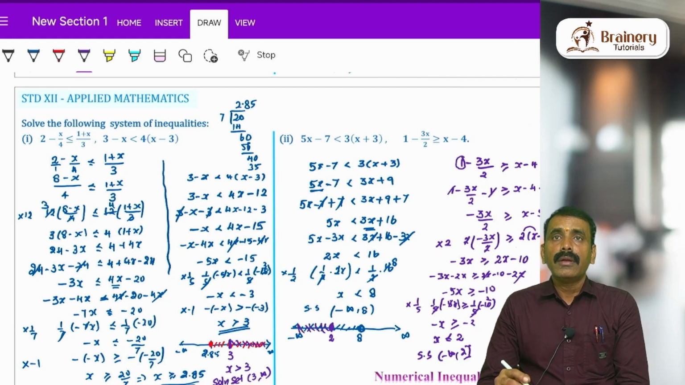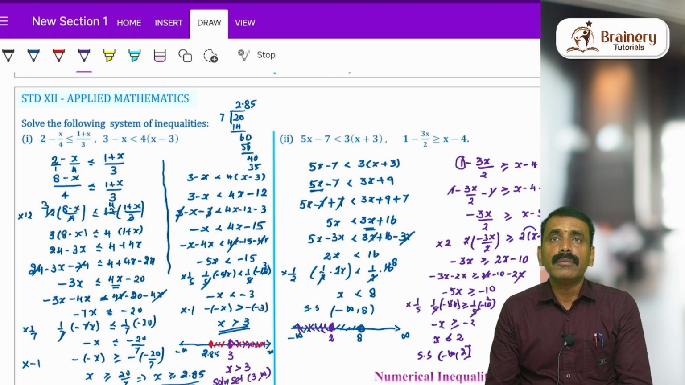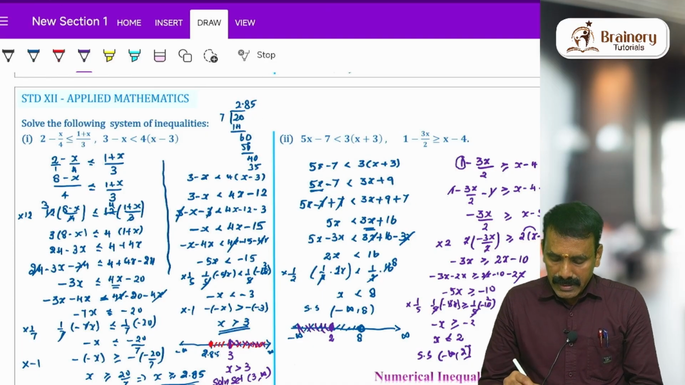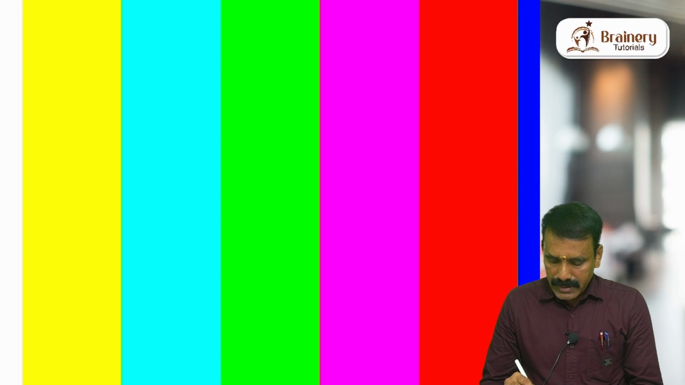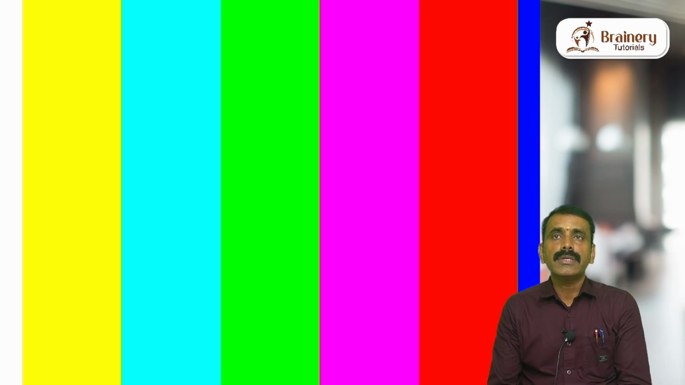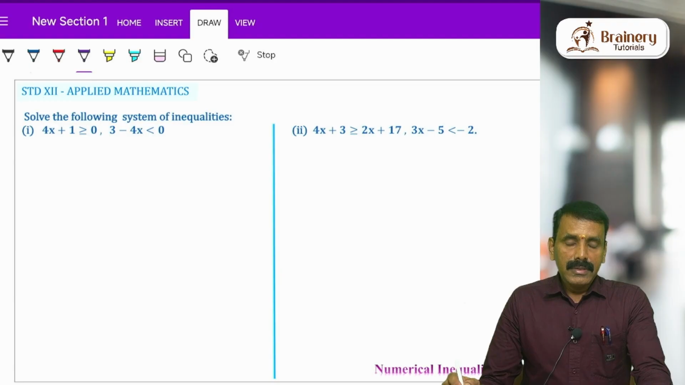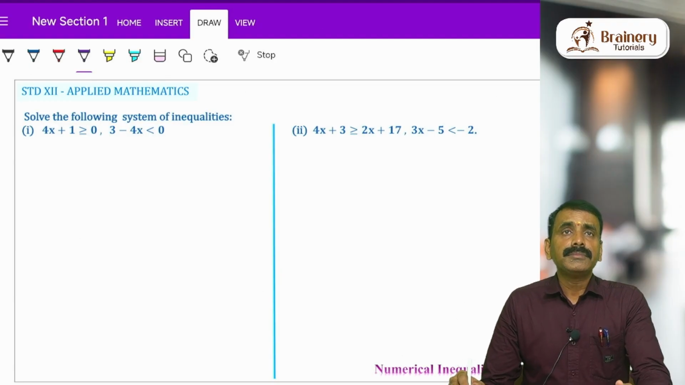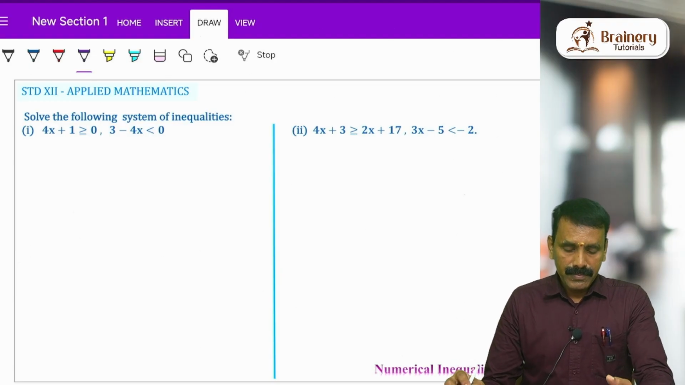Okay. Now which is the region which is going to have both lines? Clearly the solution set for the system will be minus infinity to 2 closed. This is the answer. Is it clear? These are going to be very simple systems of linear inequalities.